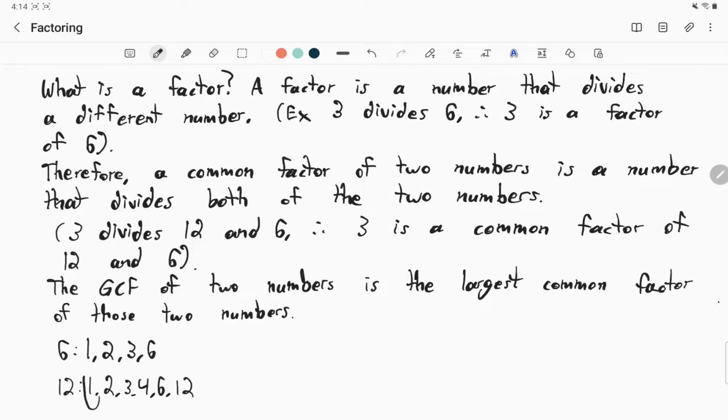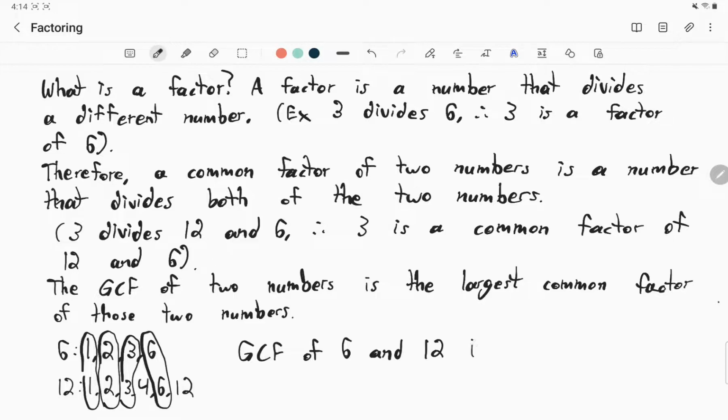Well, we see 1 is common. 1 divides both of them. You find that's true for all numbers. 2 divides both of them. 3 divides 6 and 12, but also 6 divides 6 and 12. So the GCF of 6 and 12 is 6. That's what a greatest common factor is.